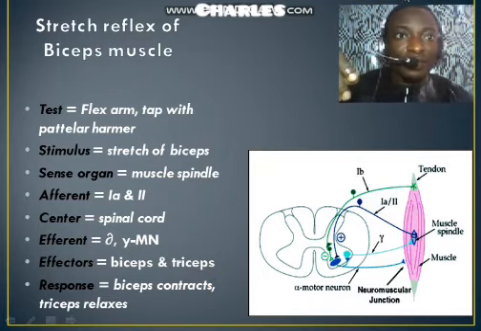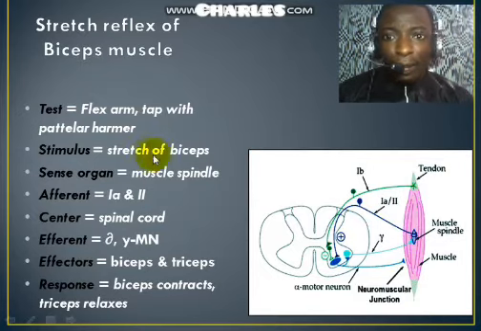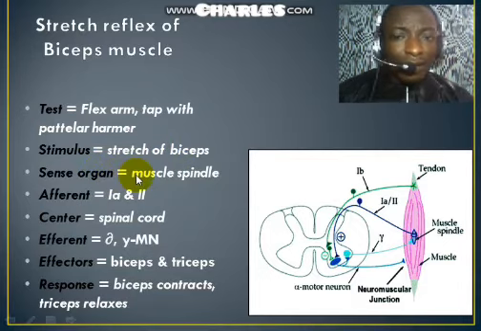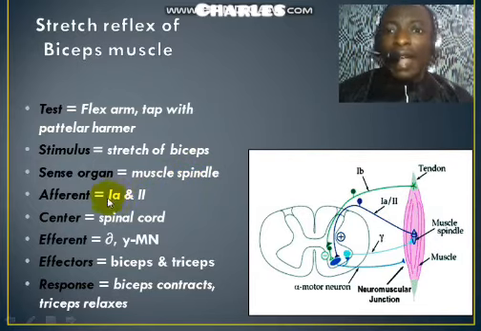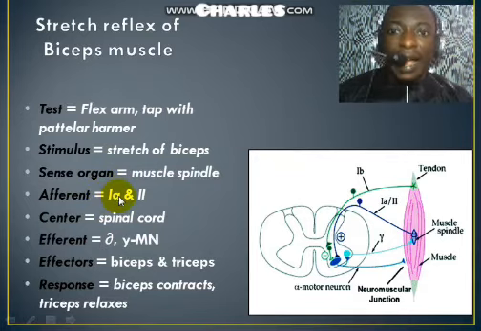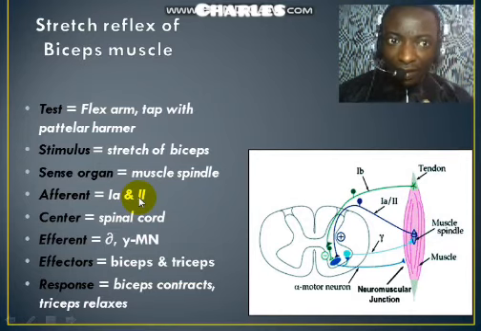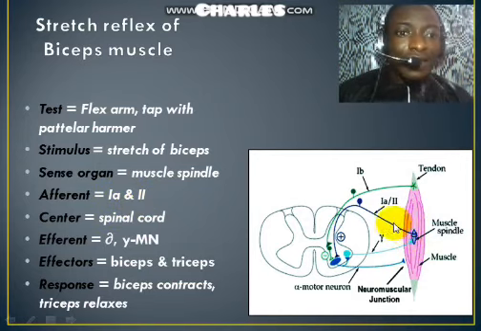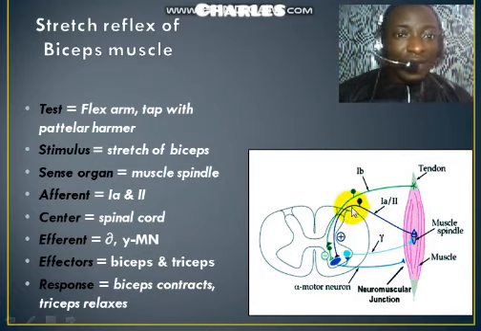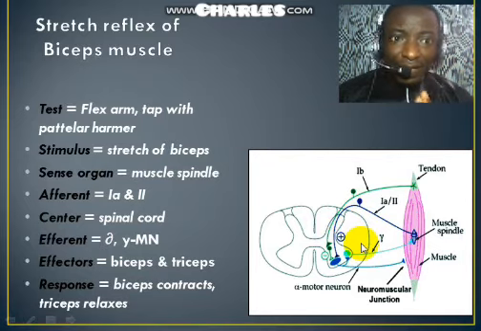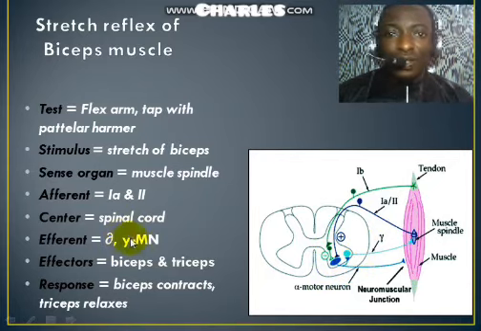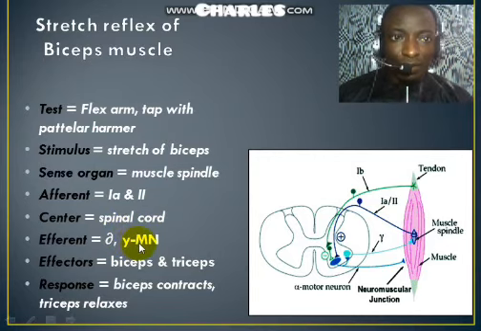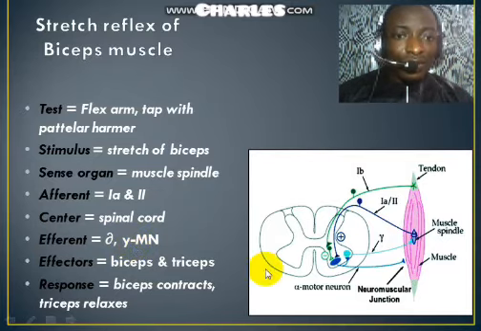Fantastic. Now, when Jessica's bicep muscles are stretched, the sense organs, which are the muscle spindles, are stimulated. The stimulation of the muscle spindles would cause activation of the afferent neurons, which are the IA and the II group of nerve fibers. The afferent neurons now carry this information to the integrating center, which represents the spinal cord. The integrating center processes this information and then sends down motor commands through the efferent neurons, which are the alpha and the gamma motor neurons. These efferent neurons carry the motor command back to the effector organ, that is, back to the muscles.